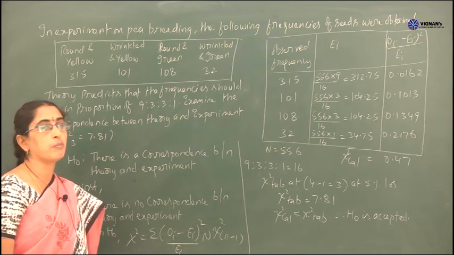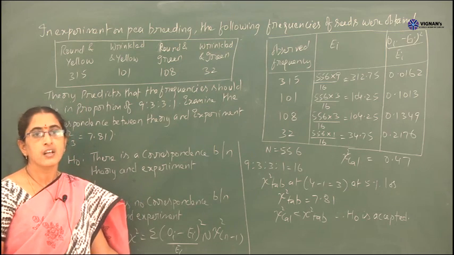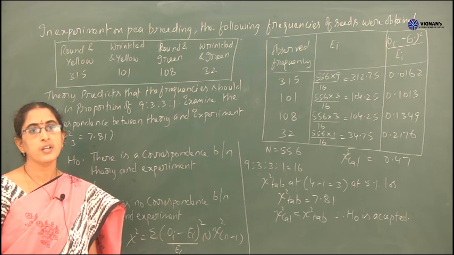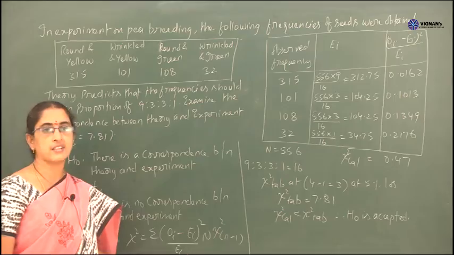So with this we have completed the chi-square test for unequal frequencies. In the next class we will move on to the chi-square test for goodness of fit. I hope you understand these problems.